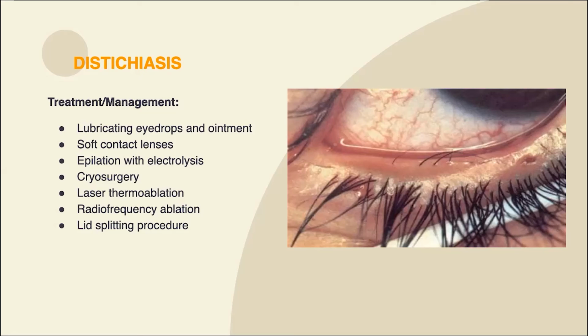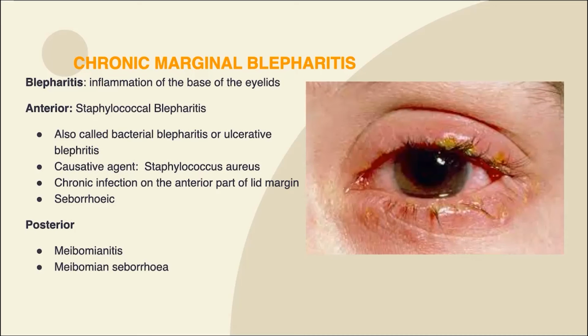Radiofrequency ablation uses a small gauge wire introduced alongside the lash to the follicle for destruction with radiofrequency, while the lid splitting procedure involves an incision in the eyelid margin immediately anterior to the distichiatic cilia. The distichiatic lash follicle is treated with direct application of electrolysis, excision, or cryotherapy, and then the lid incision is closed. Third would be chronic marginal blepharitis.